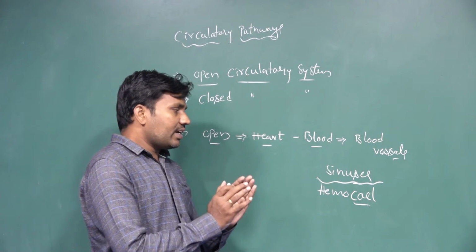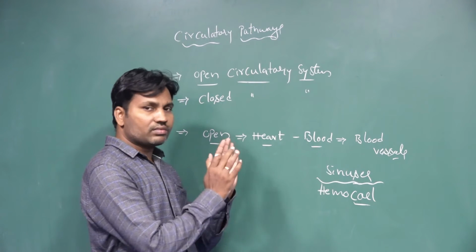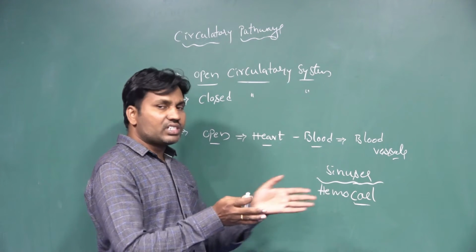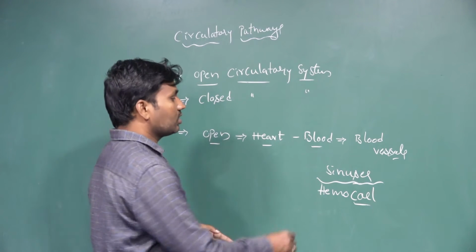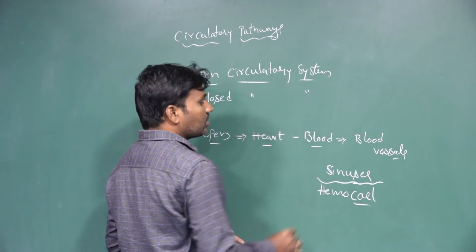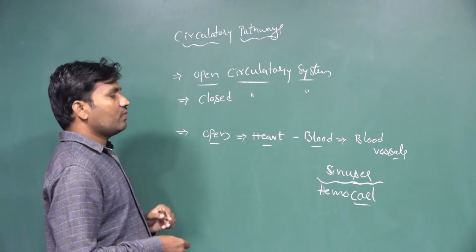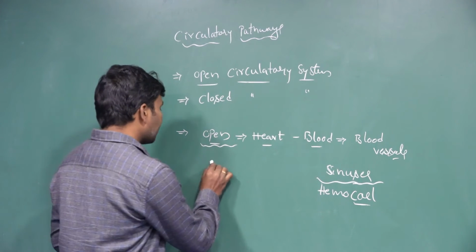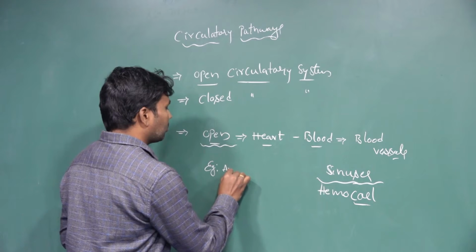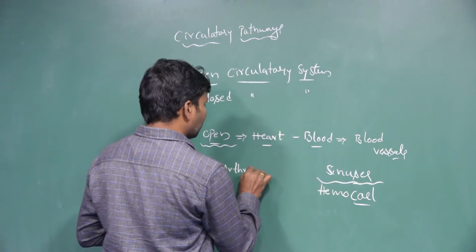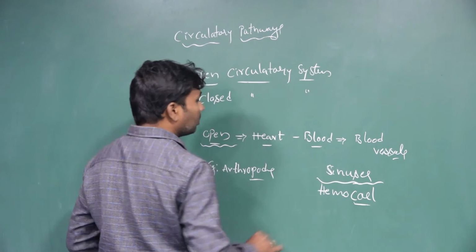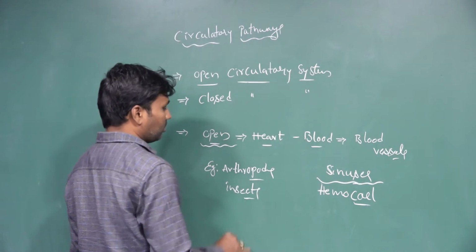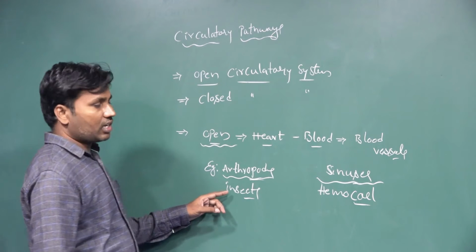Here the blood is not completely carried within blood vessels. So in the open type, the hemocoel is an open space, like canal-like structures. Through these sinuses, the body fluids are circulated. This type of system is called an open circulatory system. For example, arthropods, insects.